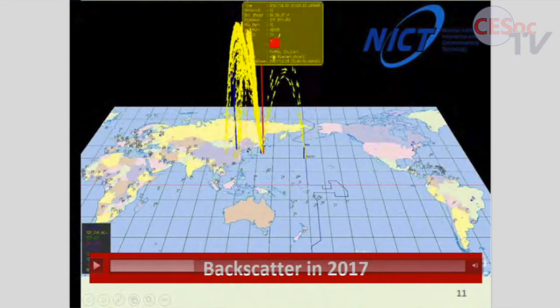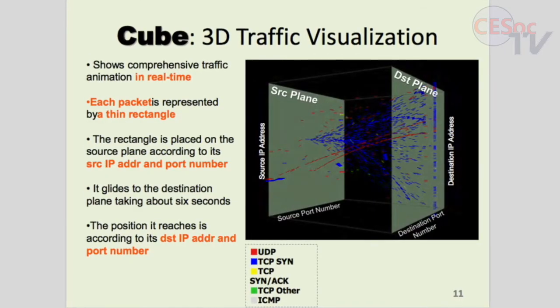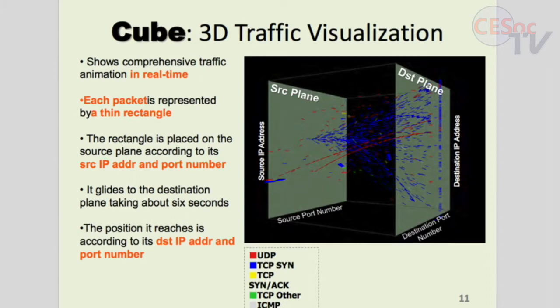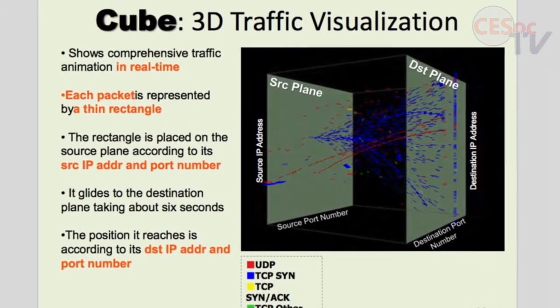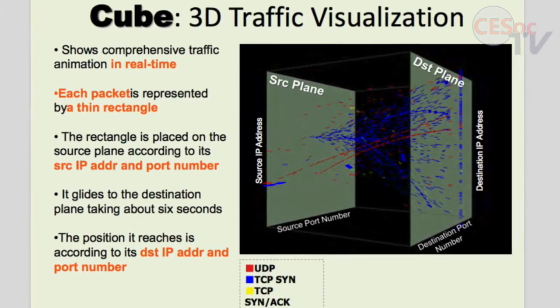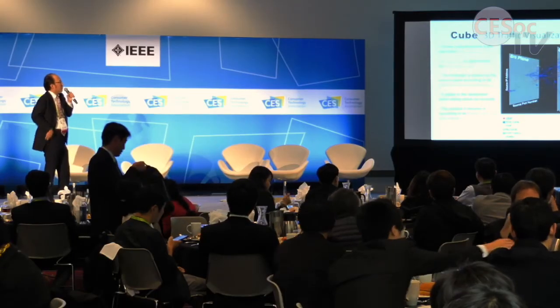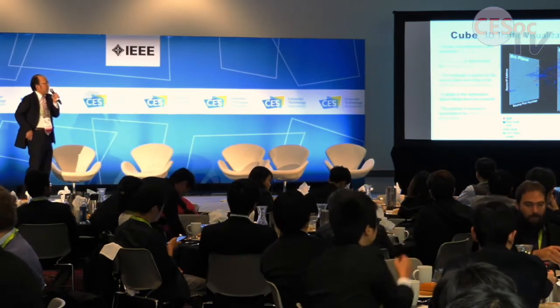So this is another visualization in order to understand the behavior of darknet monitoring. This is a 3D traffic visualization. The left side plane is the source plane, and the vertical line is our source IP address, and the horizontal line is the source port number. And the right side plane is the destination plane. Of course, vertical is IP address, and horizontal is port number.